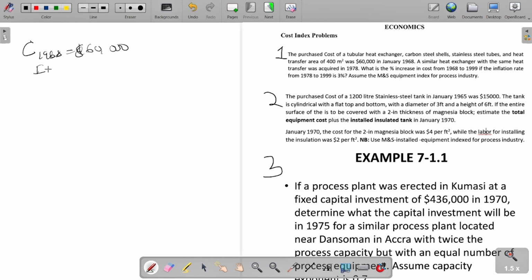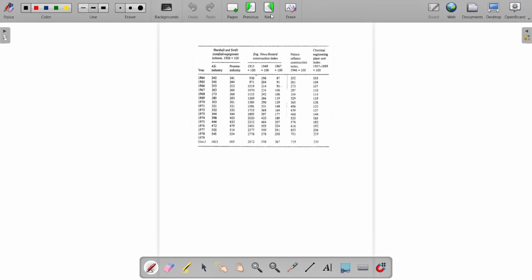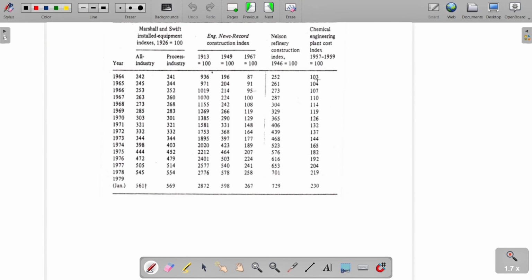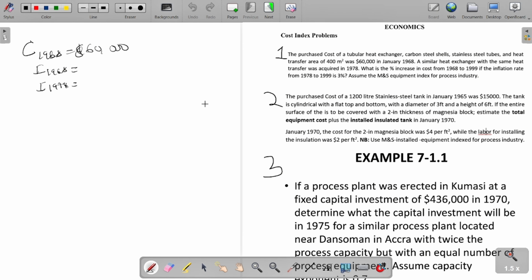So let's look at the index for 1968, then we look at the index for 1978 too. As I said, we're using Marshall and Swift for process industry. For 1968, we have a value of 268, and for 1978, we have a value of 554. So that's what we are going to use over here. For this one I have a value of 268, then for this one I have 554.